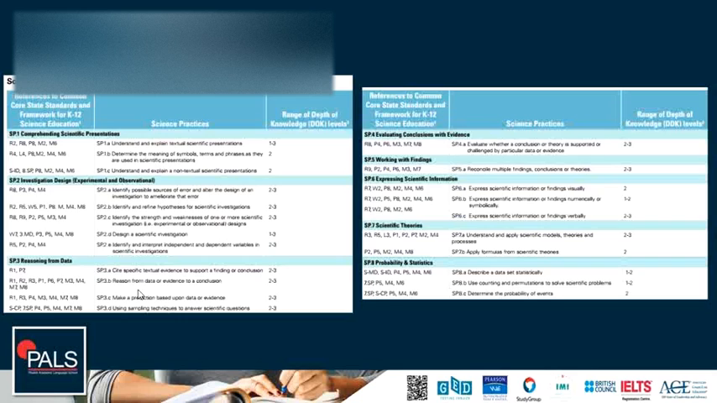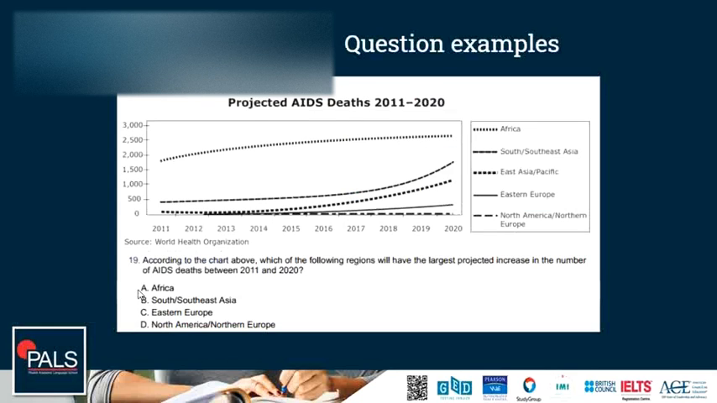So let's have a look at some example questions that focus on different parts in the content areas and the scientific practices. So first question that we can have a look at, we see our prompt here is just a graph. That's what we get for the question. We don't have text here, so let's have a look at the graph and the question. According to the chart above, which of the following regions will have the largest projected increase in the number of AIDS deaths between 2001 and 2020?